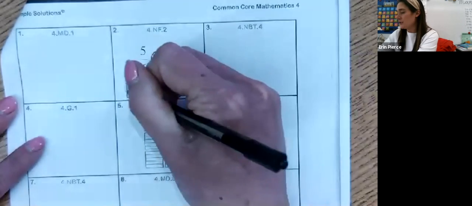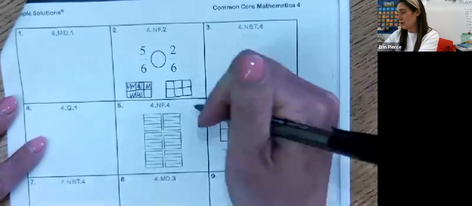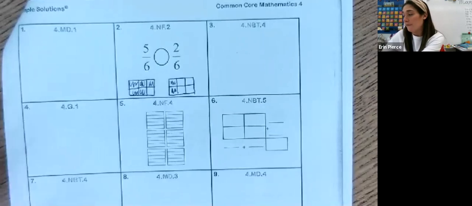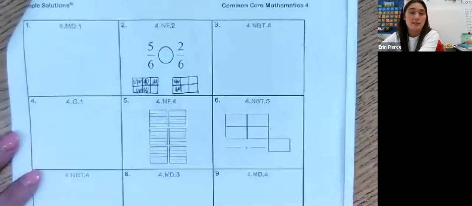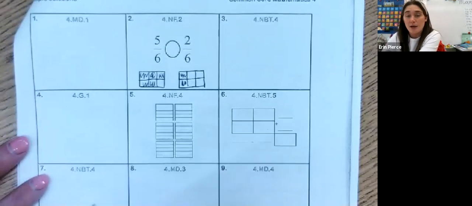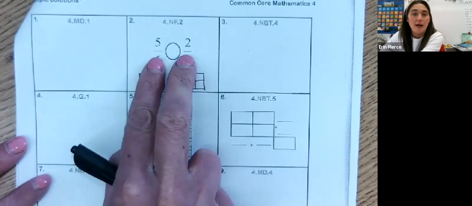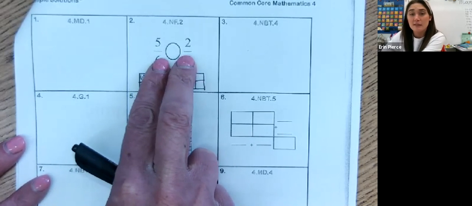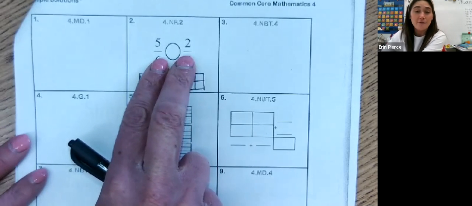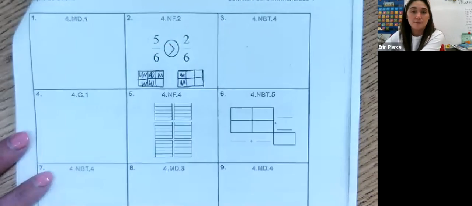And my first one shows 5/6. And my second picture shows 2/6. Knowing that, I can compare: 5/6 is greater than 2/6. I can also compare fractions if my fractions have the same denominator, and in this case, it's 6. I can just cover that up with my fingers and say, is 5 greater than, less than, or equal to 2? I know that 5 is greater than 2, so I can write the symbol greater than.